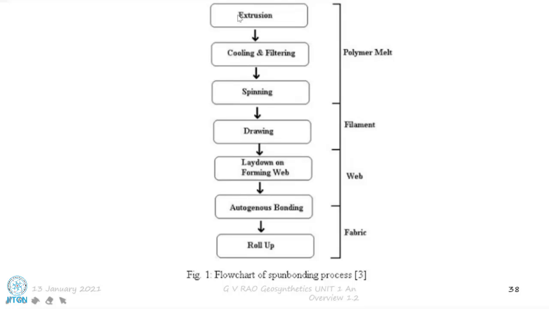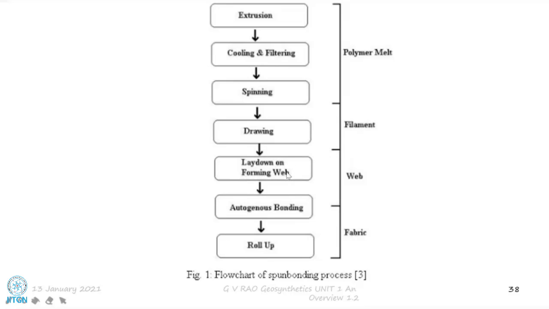So we talk of extrusion, and then cooling and filtering, and then spinning. That means the spinneret or the extruder is going to be coming out. And all this is polymer melting. And then afterwards it's drawn. I told you the drawing process is linearizing in this case, or orienting. And from the filament, they are laid down on the forming web.